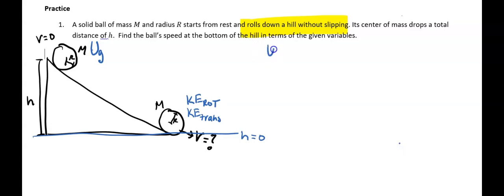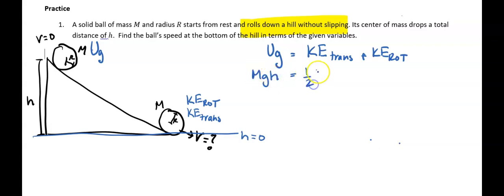Okay, so we have UG at the top equals KE translational plus KE rotational. Let's go ahead and put in our equations. So we have MGH equals what? 1/2 MV squared plus KE rotational is 1/2 I omega squared. Okay, so it looks like we have too many things to find the ball's speed. If it just says speed, we're going to mean linear speed, not necessarily rotational speed. Okay, so let's see what we can plug in for other things.